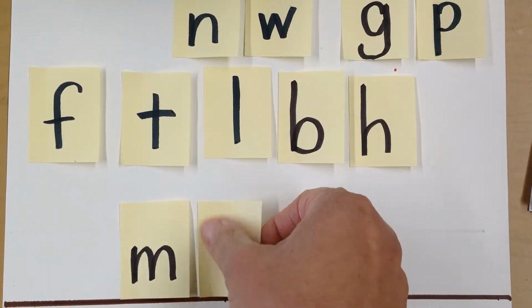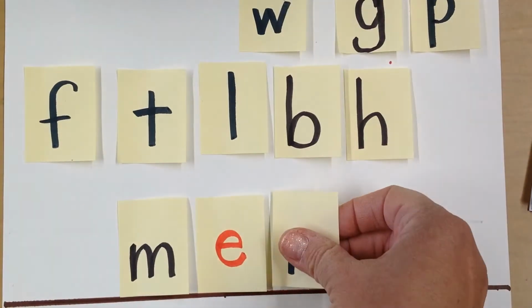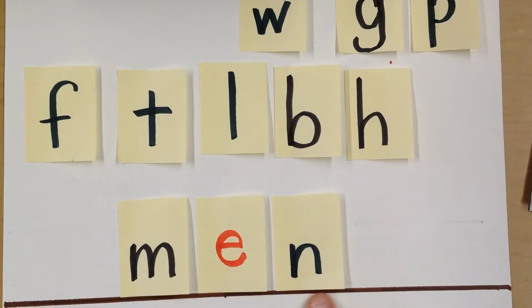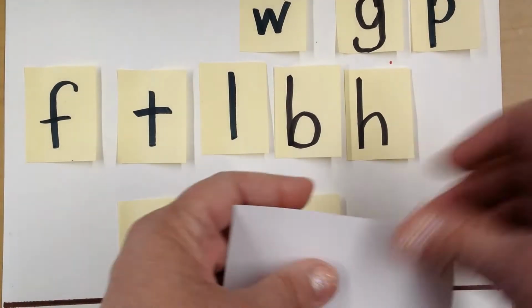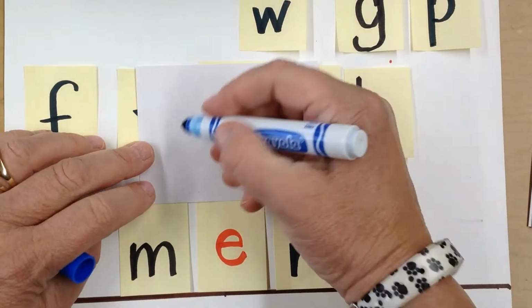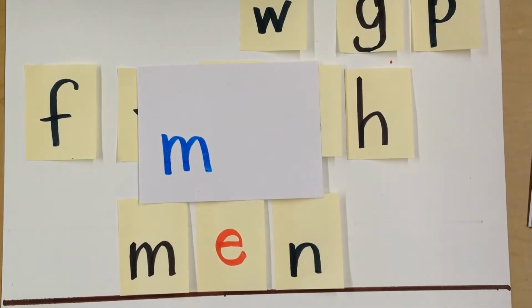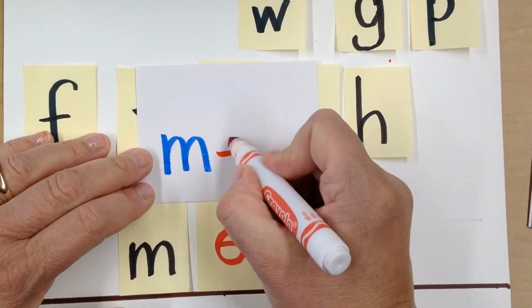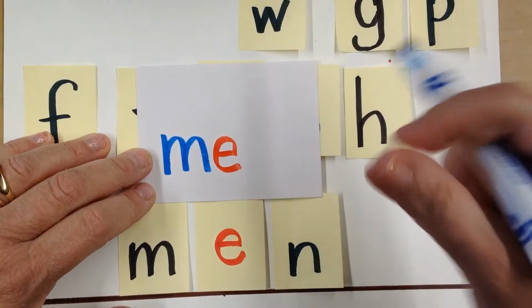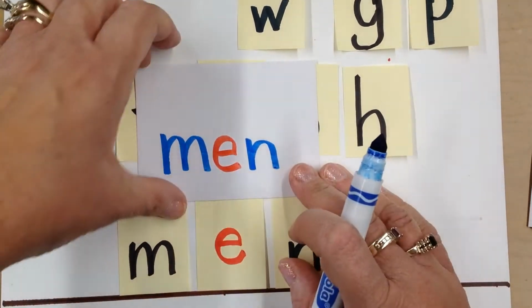I'm going to move my E, my vowel. Men, and I hear the N. Men. So now I'm going to write that word on a card. I'm going to use blue for my consonants, so that would be my M. I'm going to use red for my vowel, E, and then blue again for the consonant, N.